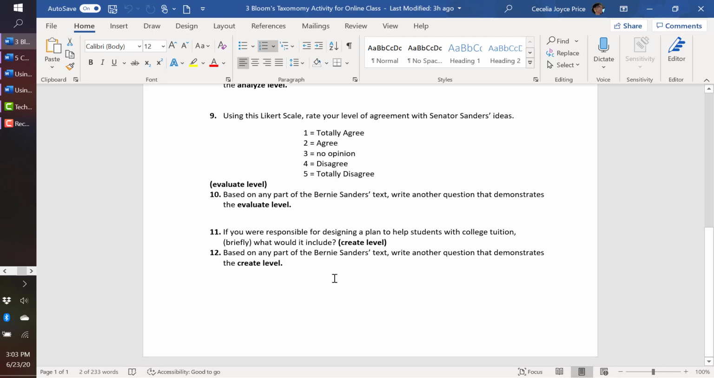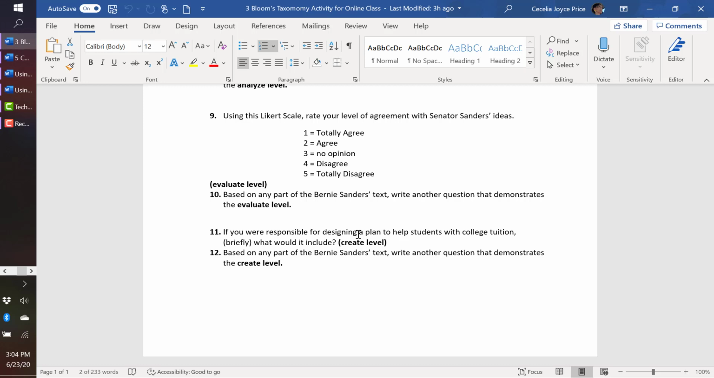Last level, create. Okay? If you were responsible for designing a plan to help students with college tuition, what would it include? Now we're talking about creating, because I'm not asking you just to regurgitate what you've read about his plan. I'm asking you because I now have an assumption you got a deep understanding, a deep grasp of this plan. Then now you're able to take that plan, put it with some other knowledge that you already have, and make something new. And that new thing may be new to you, maybe not new to other people, or it could be new to everybody because it's a brand new idea that nobody's thought of before.